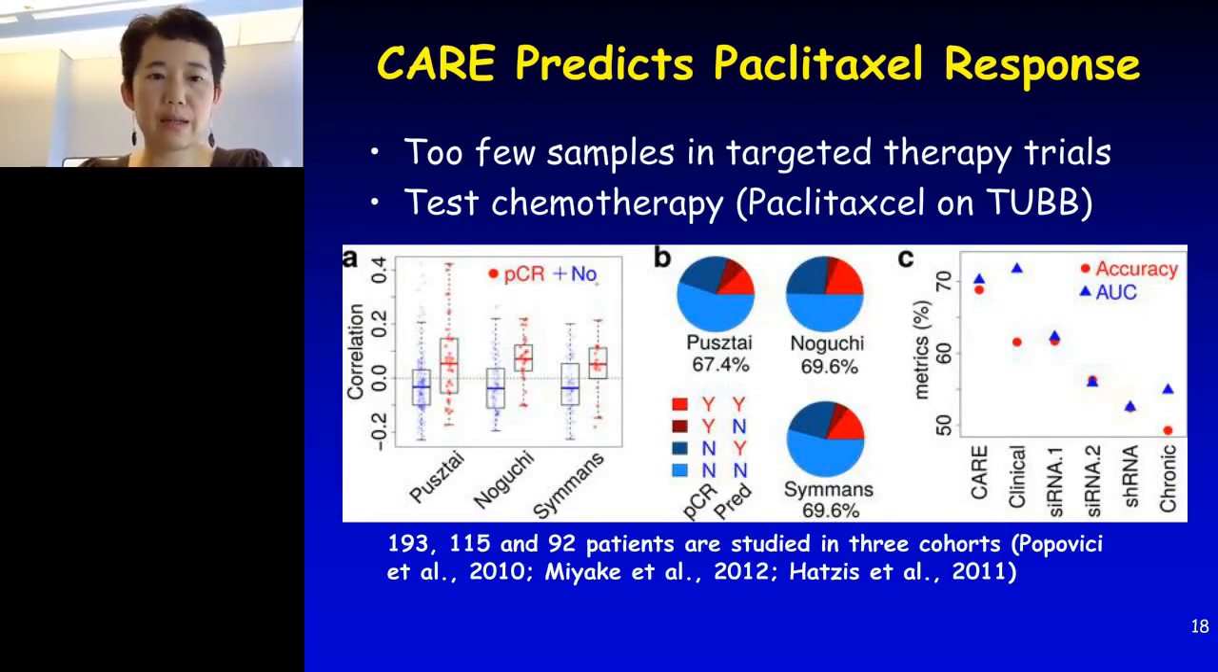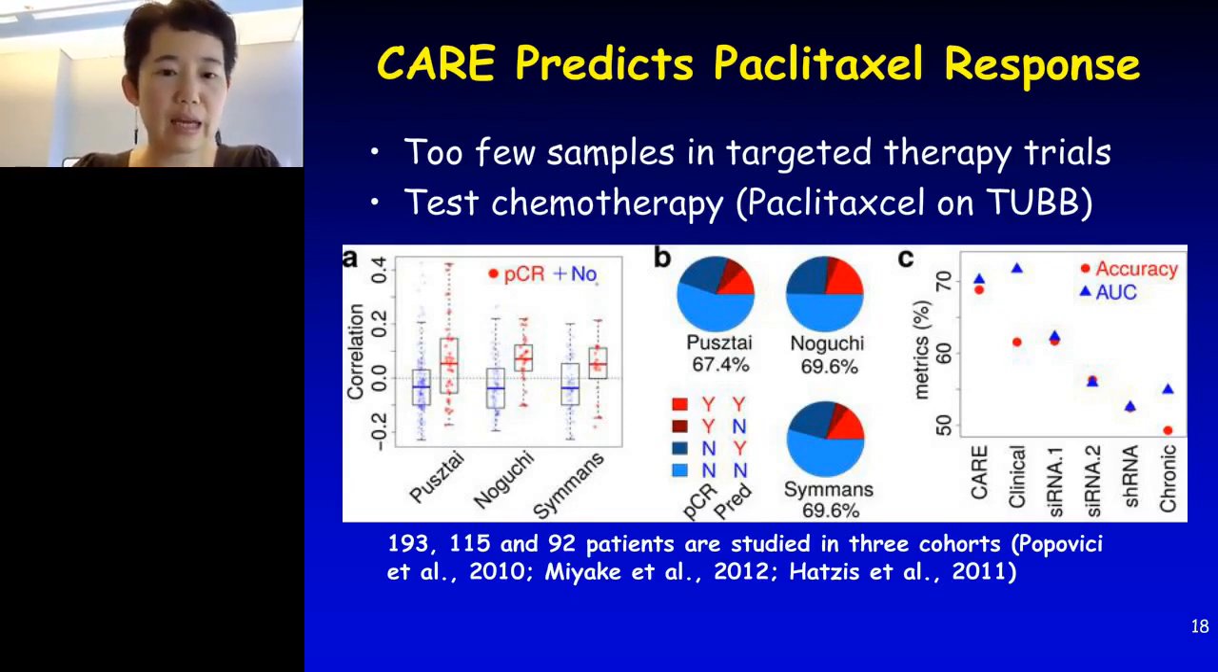Remember, the CARE model was trained on cell lines treated with the chemotherapy. And then based on the signature, we tested 3 clinical trials of patients. And tumors have also gone through gene expression profiling. And based on the expression and our CARE prediction from the cell lines, we predict whether the patient will respond or not respond to the chemotherapy.